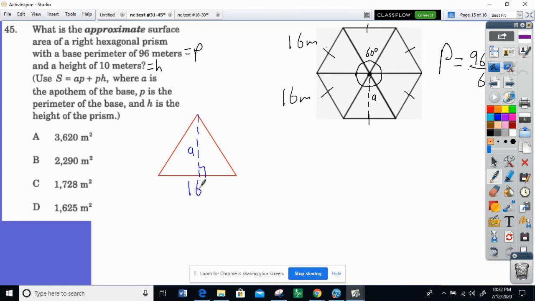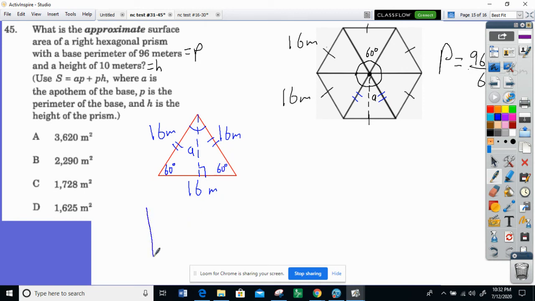We know that these are actually equilateral triangles inside the hexagon. Why is that? Because each of these radii are congruent. So if this measures 60 degrees at the top, there's 120 degrees left over for these two congruent base angles. So these are each 60 degrees.